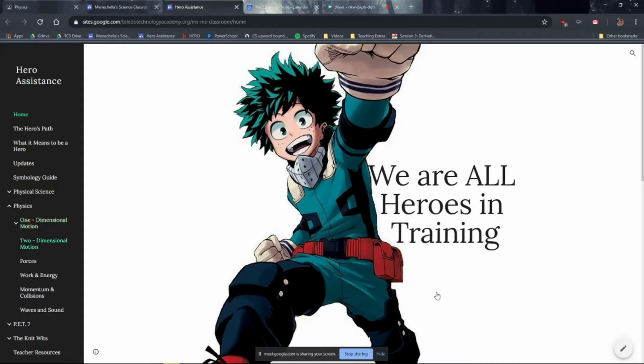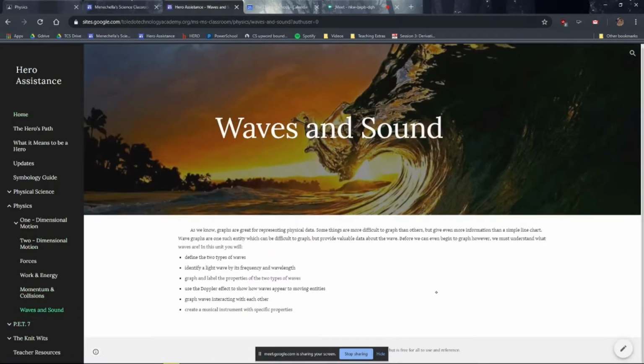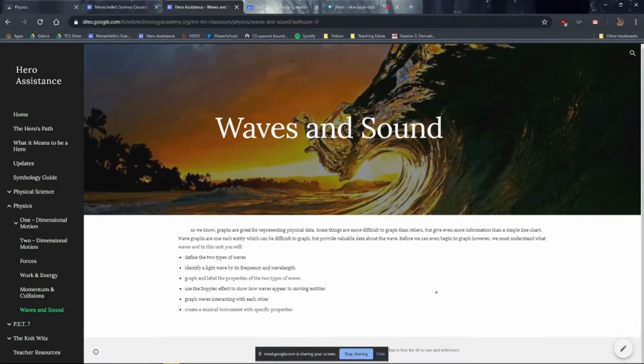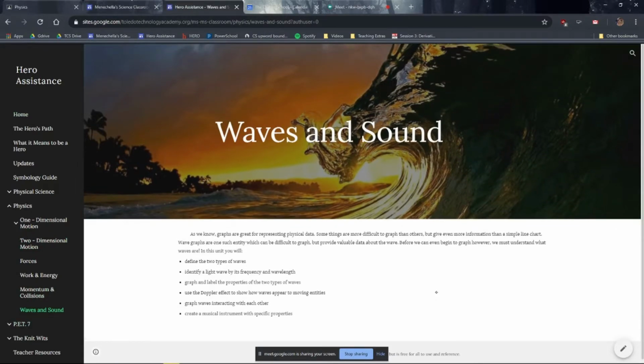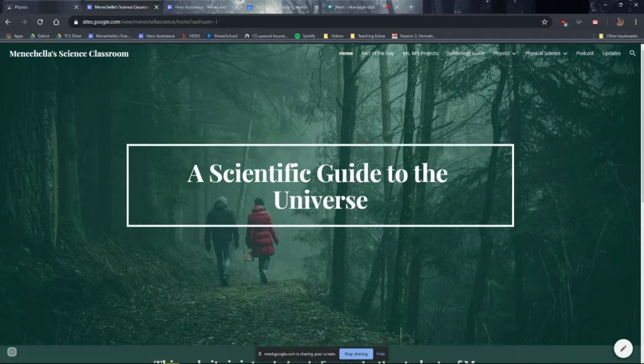So it had one-dimensional motion, two-dimensional motion, forces, work and energy, waves, and sound is what we're working on right now. Now again, this is the old website, so as you can see there's not very much on there for this unit. But if we head over to our new website, which I have linked at least once in our Google Classroom, you will see this is our starting page.